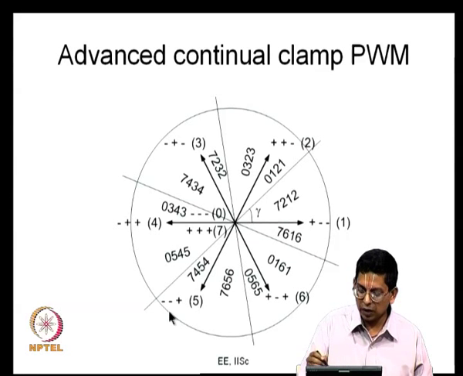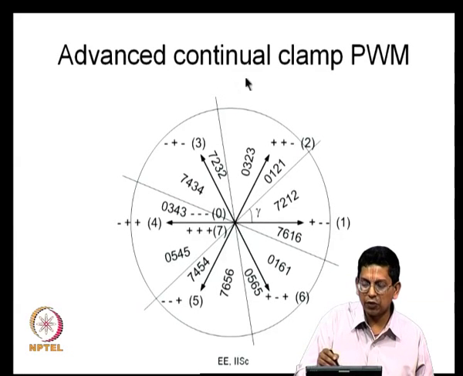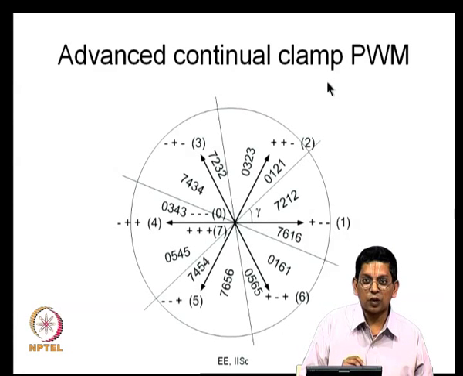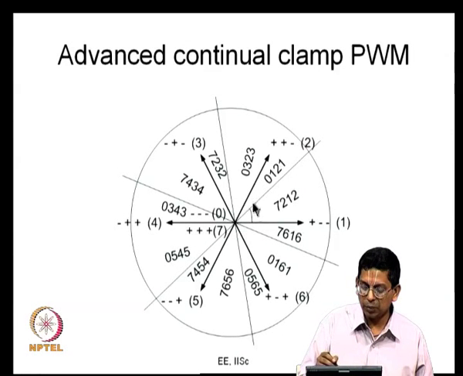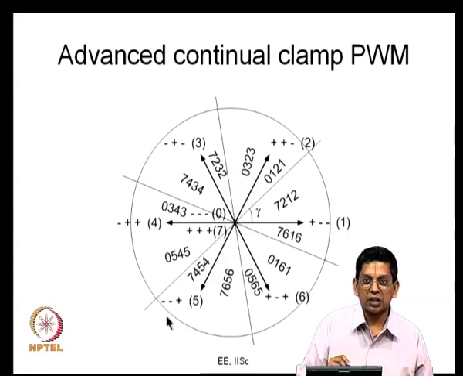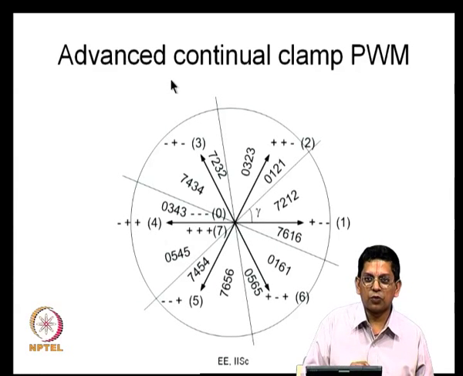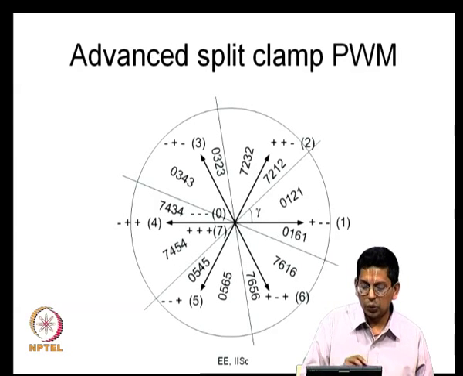In this case, what will happen is once again a phase will be continuously clamped for a 60 degree duration, that is why we call it continual clamp, but a phase will also be double switching. Once again the double switching is around the 0 crossing here for 60 degrees centered around the 0 crossing, and that is the reason for calling it advanced continual clamp PWM. And similarly, you have this advanced split clamp PWM.